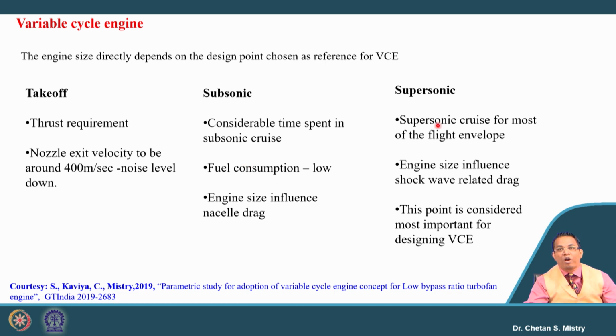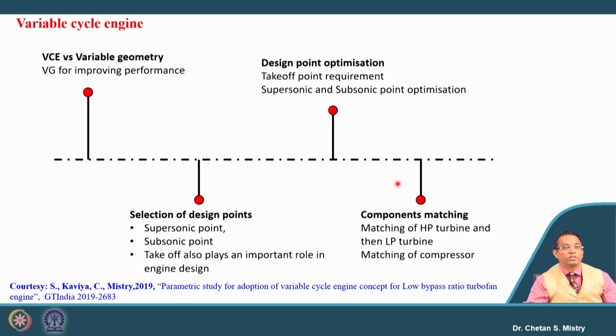Similarly, as per the requirement of the flight envelope, we are looking for supersonic cruise. Under that configuration, my engine size will be subjected to shock waves, and that will increase drag. So now we need to move with a design of the engine that will fulfil all these requirements. So what are the possibilities? We have the variable cycle engine. At the same time, we need to move with a variable geometry kind of configuration.